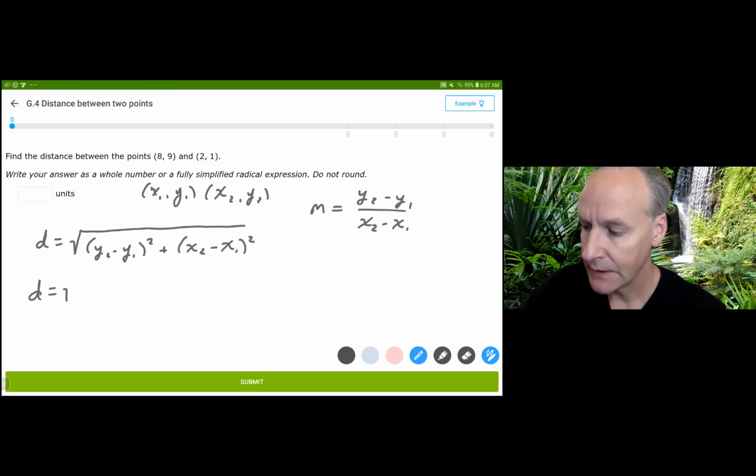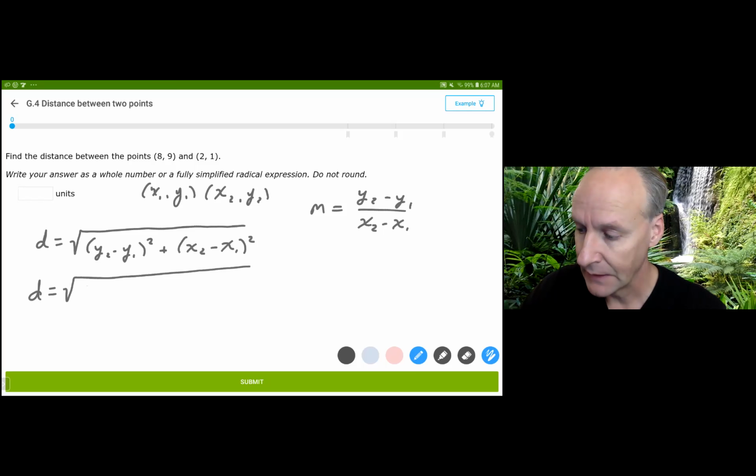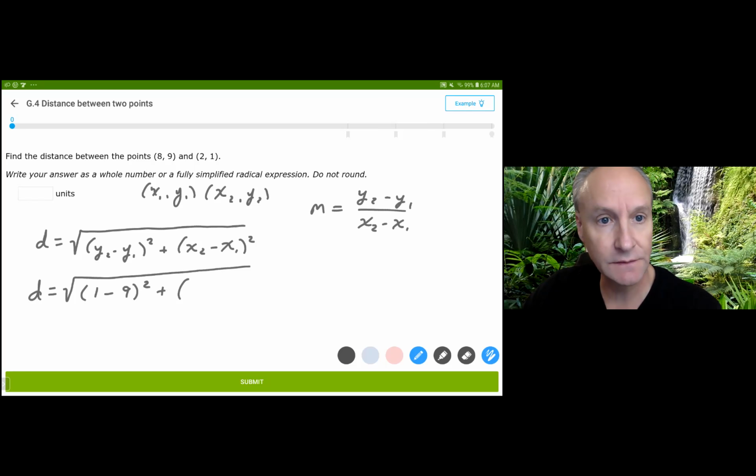Now, a lot of people are perfectly happy with just simply being able to do it, which means that you just substitute the values in. So I'm going to take the difference in the y's, which is 1 minus 9. And I'm going to take the difference in the x's, which is going to be 2 minus 8. A lot of people get excited because 1 minus 9 is a negative and 2 minus 8 is a negative. It doesn't matter at all for the distance formula whether you get a negative or a positive, because you're going to end up squaring it anyway.